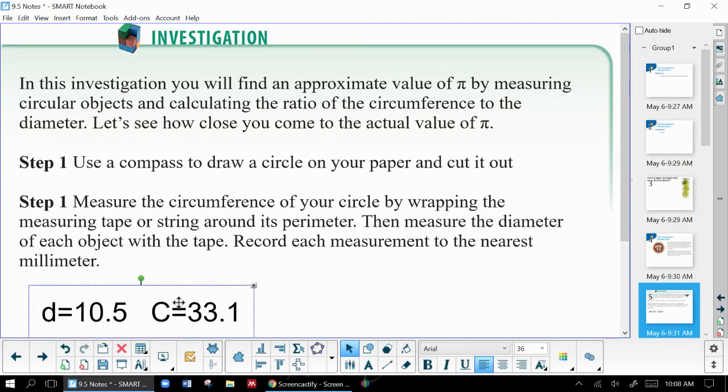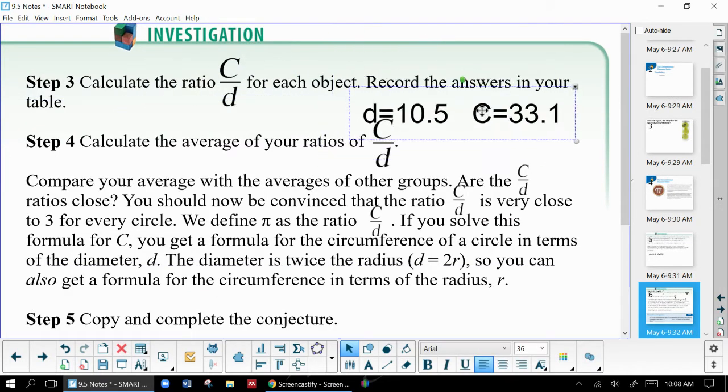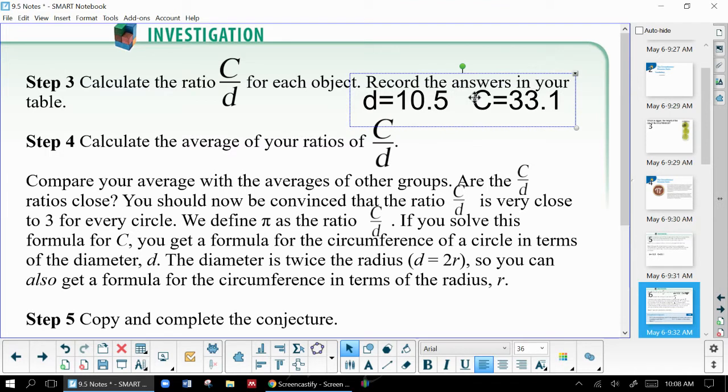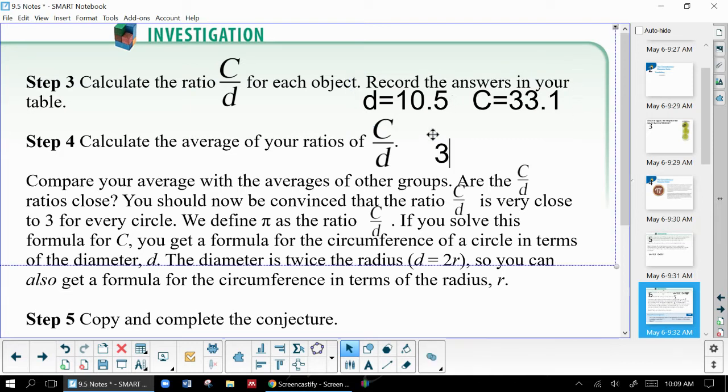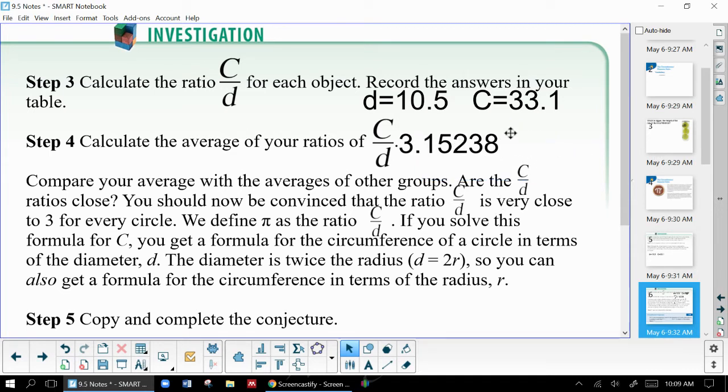I'm going to take that with me to the next page. All we're going to be doing here is computing the ratio. The ratio is just a comparison of the object's circumference to diameter with division. So specifically, when we're talking about a ratio, we're talking about dividing. So we're going to go ahead and divide that. 33.1 divided by 10.5, and I get 3.152380952. So 3.15238, I don't know, just stop somewhere. So that's my circumference to diameter ratio.